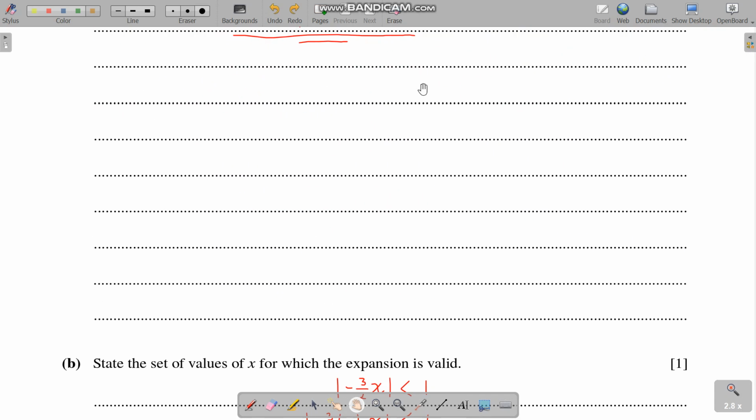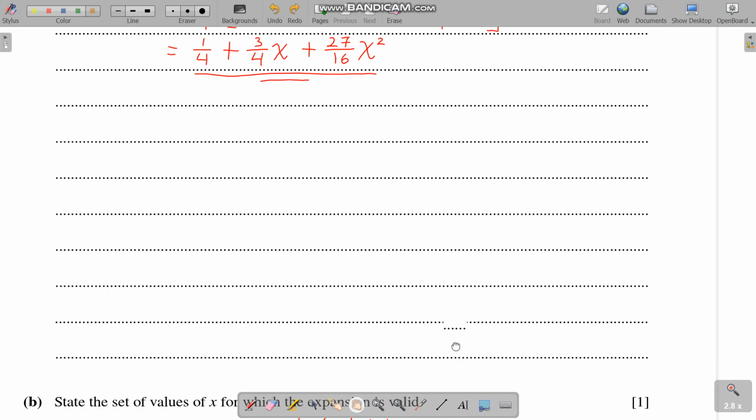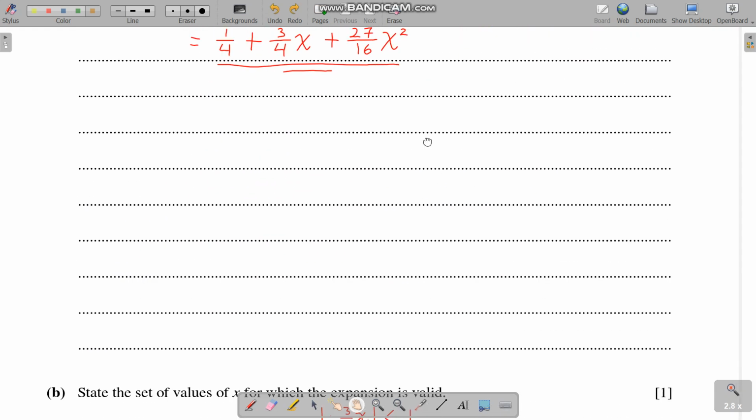Now the next part is state expansion is valid. So expansion is valid means we use this domain restriction. The modulus of x should be less than 1. So the x in the formula is not this. It's not minus 3x because we didn't use the formula here. This is where we use the formula. So the x is this guy, minus 3/2 x. So that's what we are solving.